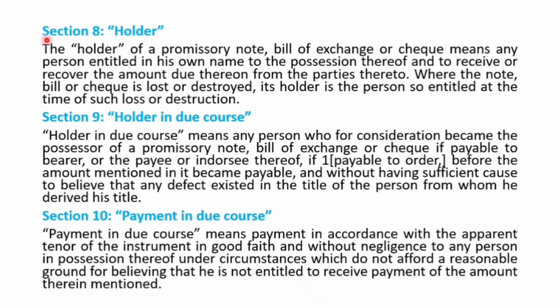So apart from section 7, section 8 and 9 also give details about the parties. Section 8 is holder. So holder is a person who has the instrument in his possession and also who has the legal title to receive the money mentioned in it. Okay. Now let's go to the words.